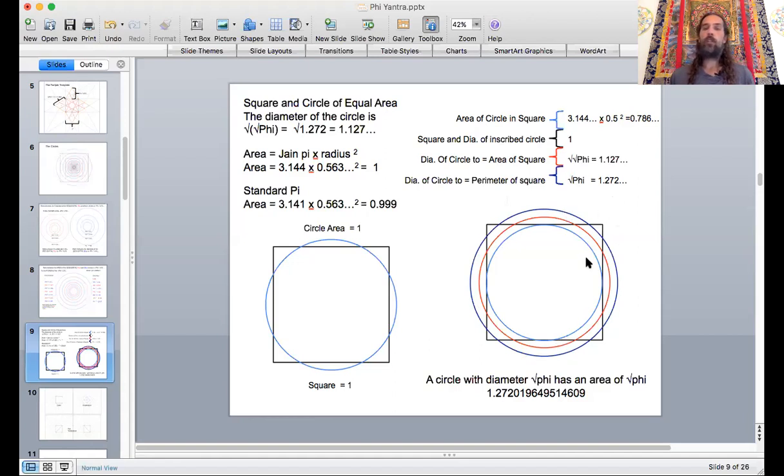Like I said before, when I do the calculations, the diameter of that circle, the square root of phi, has an area of the square root of phi. I just thought that was phenomenal. That's, of course, when you're using the Jain pi. So, okay, that concludes this first segment.